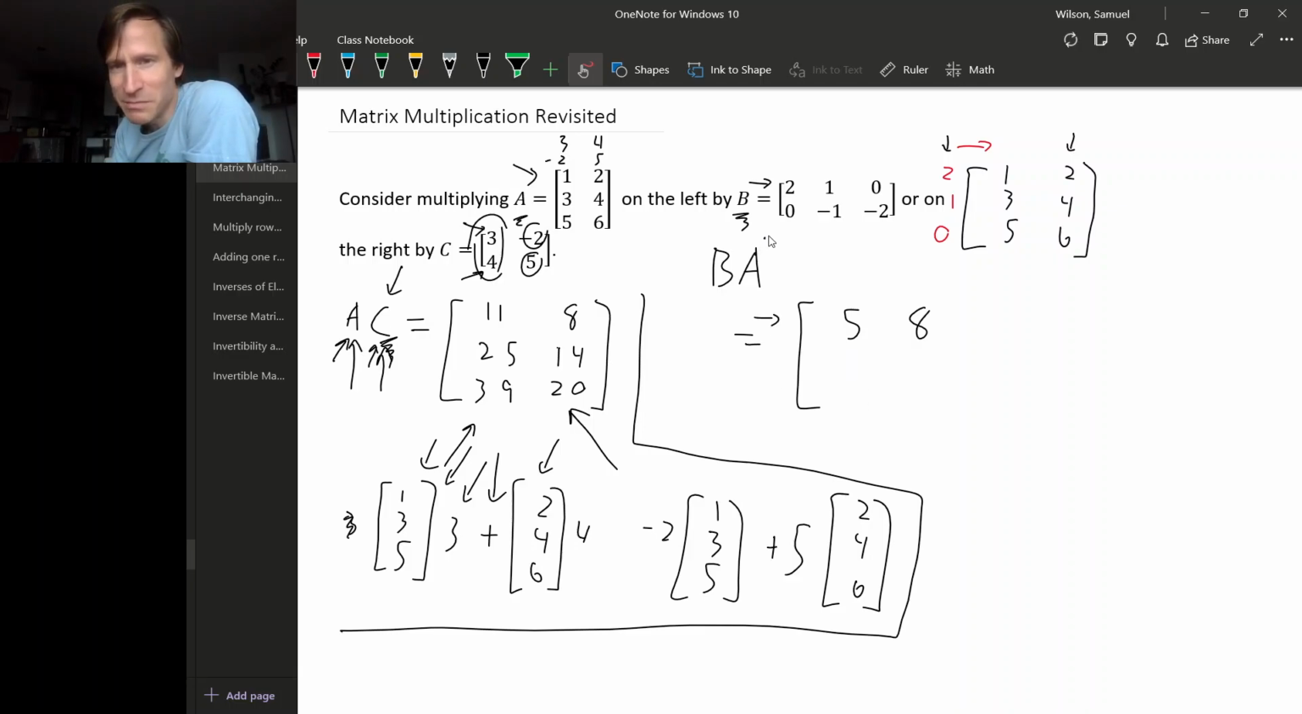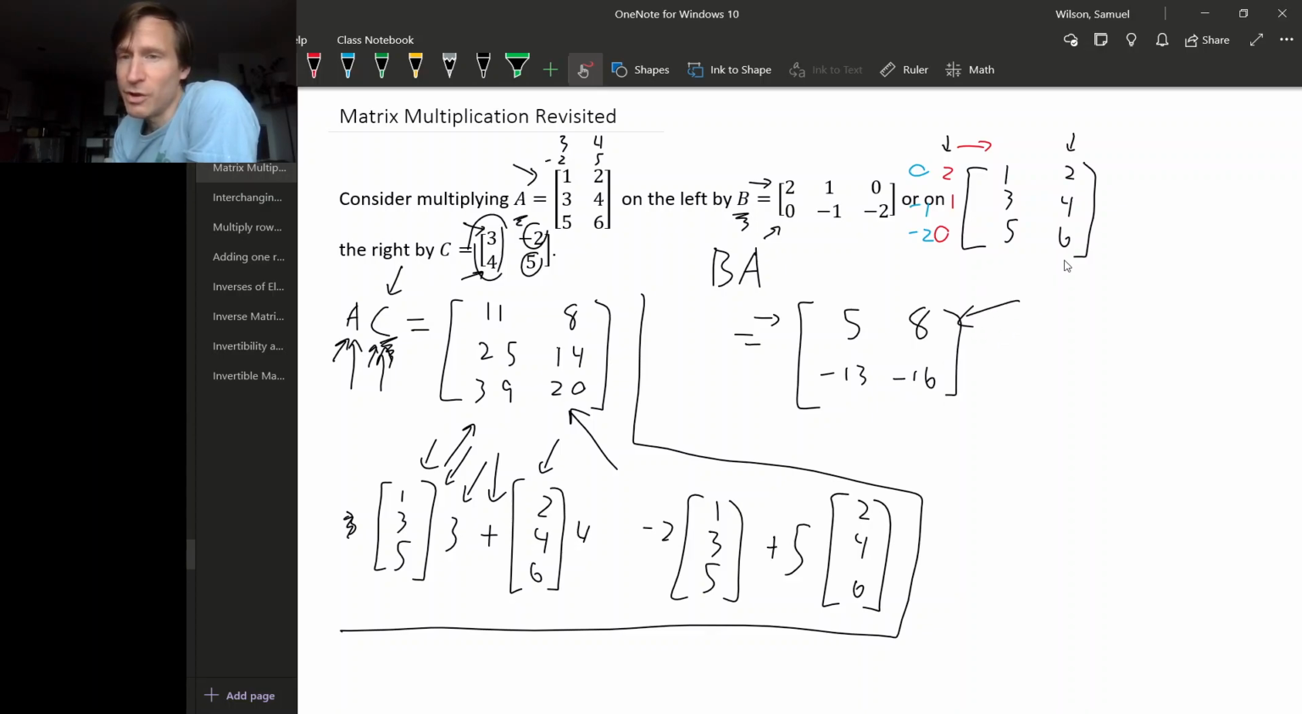Okay, now we can do the same thing with the second row. So now we use 0, minus 1, and minus 2. So then we get 0, minus 3, minus 10, minus 13, and 0, minus 4, minus 12, so minus 16.